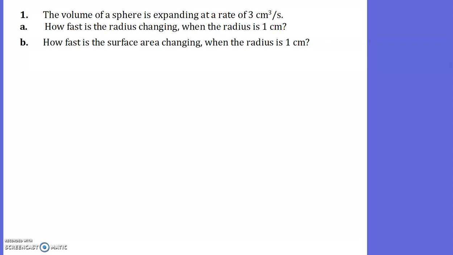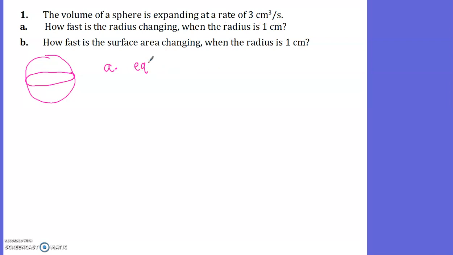So for number one, the volume of a sphere is expanding at a rate of 3 centimeters cubed per minute. Okay. So this time we're dealing with a sphere. And we know we're dealing with volume because it's cubed and it tells us volume. Okay, so for part A, how fast is the radius changing when the radius is 1 centimeter?